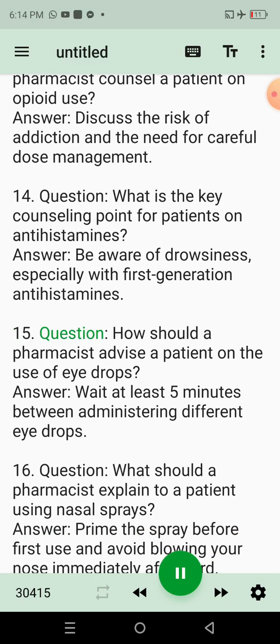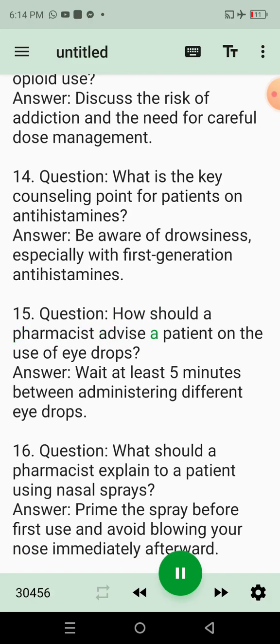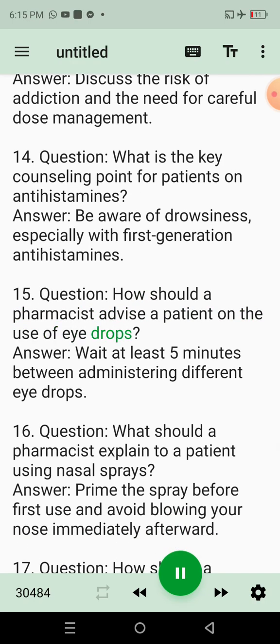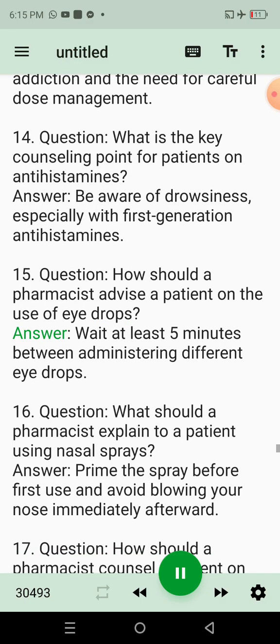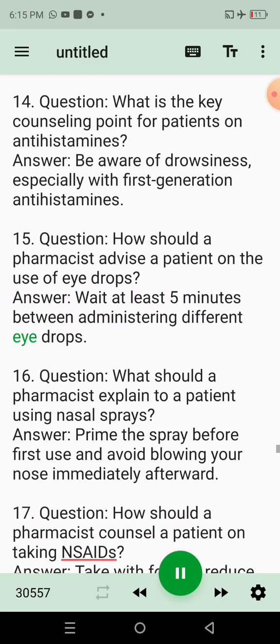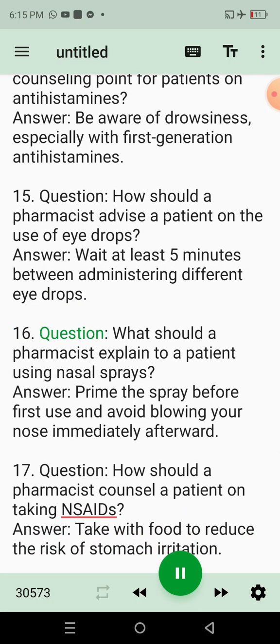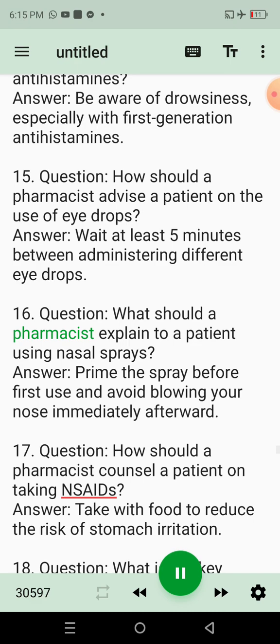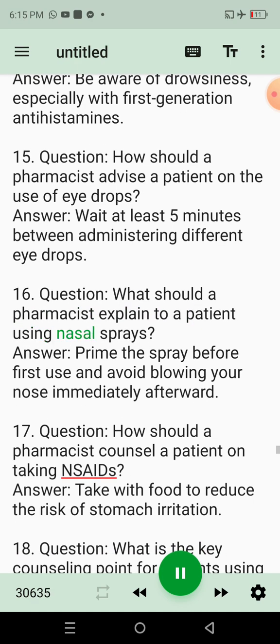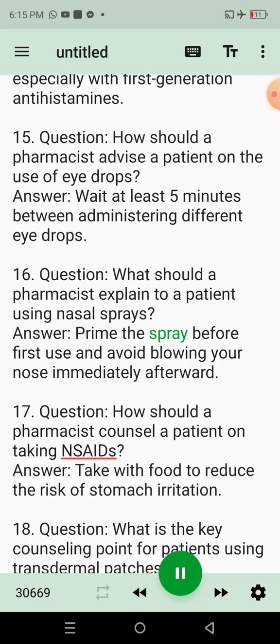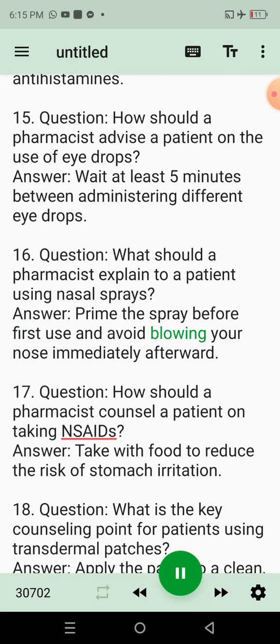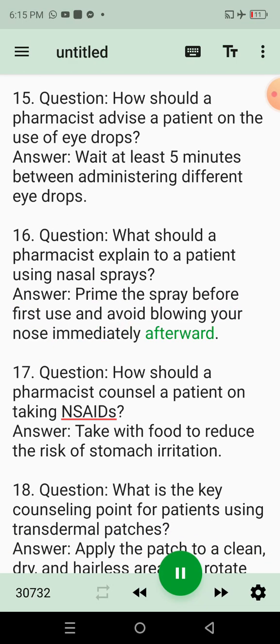15. Question: how should a pharmacist advise a patient on the use of eye drops? Answer: wait at least 5 minutes between administering different eye drops. 16. Question: what should a pharmacist explain to a patient using nasal sprays? Answer: prime the spray before first use and avoid blowing your nose immediately afterward.